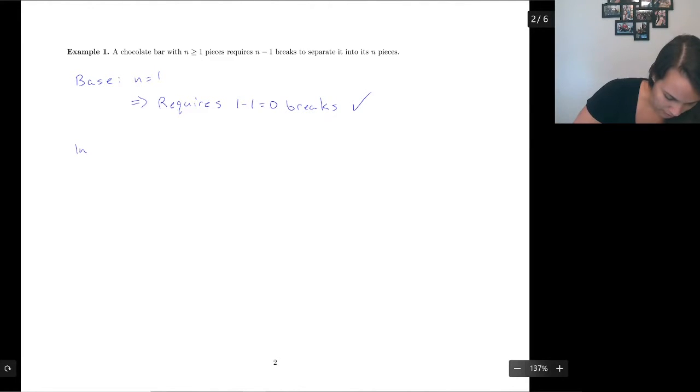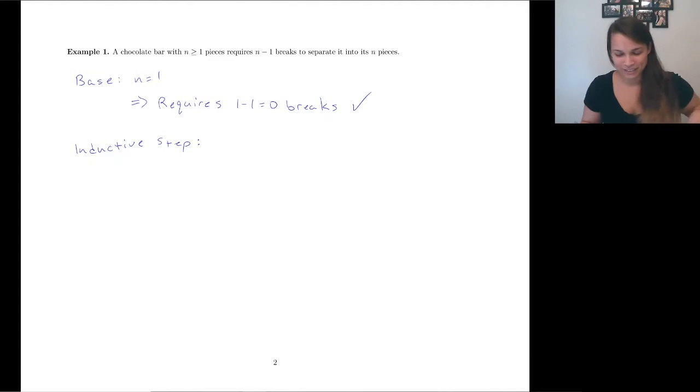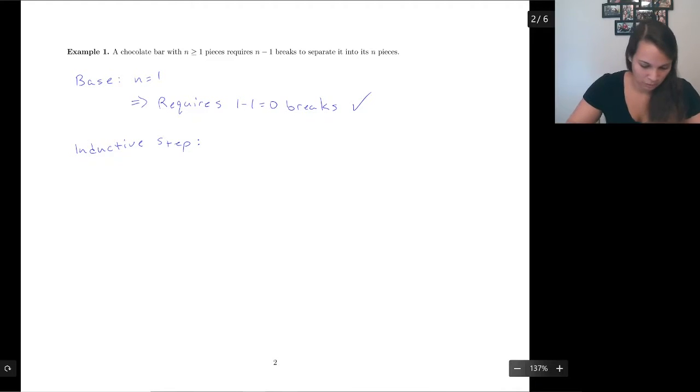Now it's time for our inductive step. You're like, but Gracie, there's no formula. How do you argue this? We can still argue this. Let's think for a moment. Suppose we have n equals 6. 6 is a nice number.